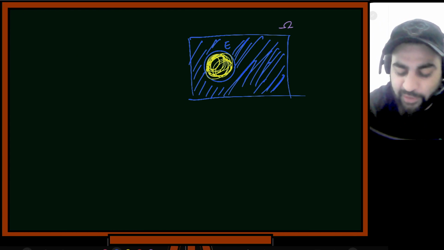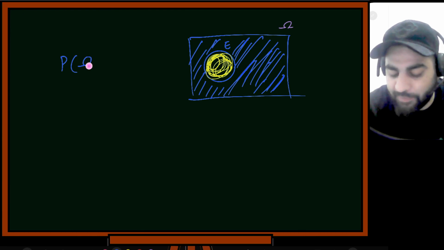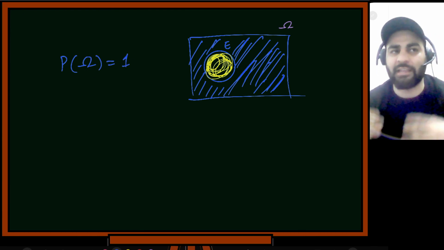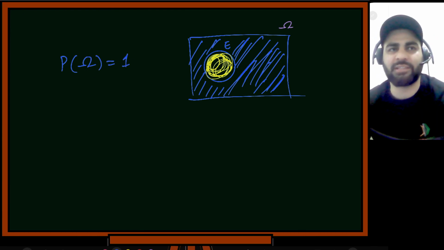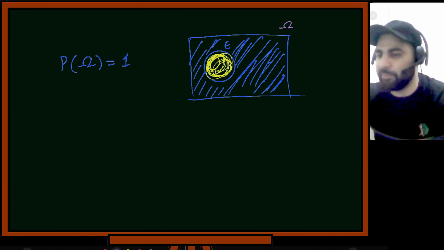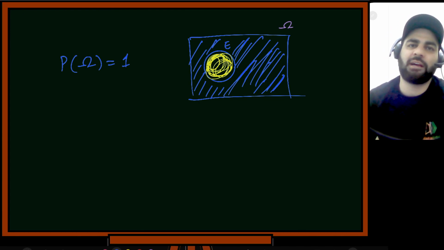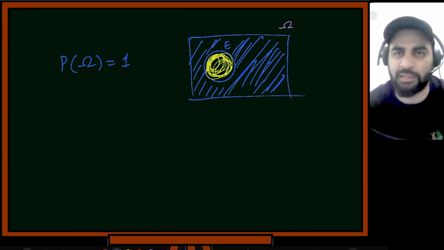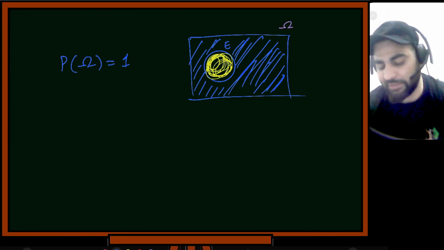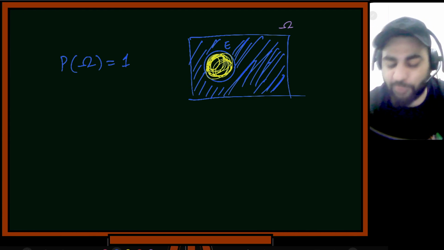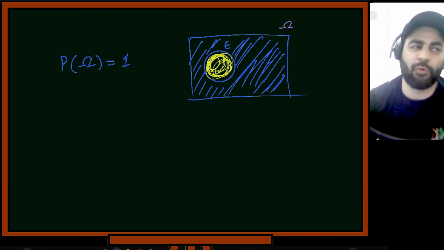So I said the probability of the whole sample space is 1, because that is how we construct the sample space. We construct samples in such a way that an event, if it occurs, must be present in the sample space. That's the definition of sample space. Sample space is a collection of all possible outcomes in a random experiment. So obviously by definition, its probability should be 1. That's also the axiom of probability.